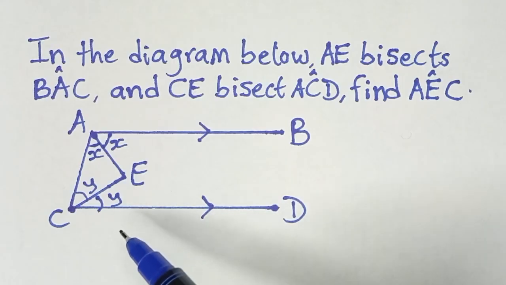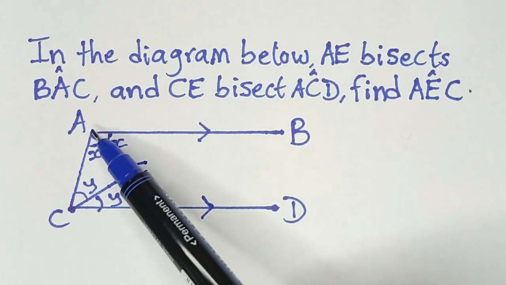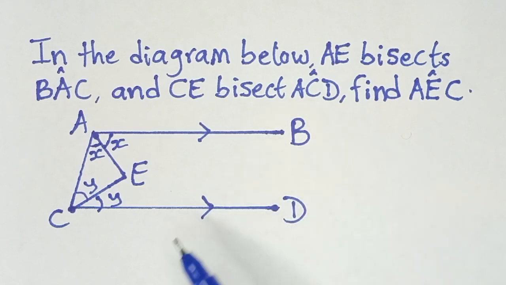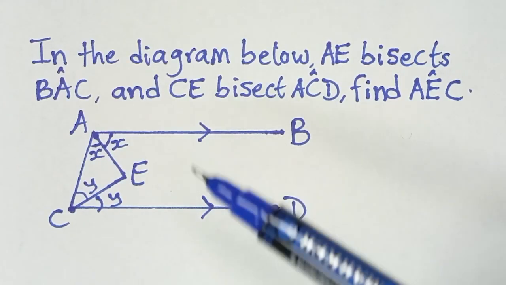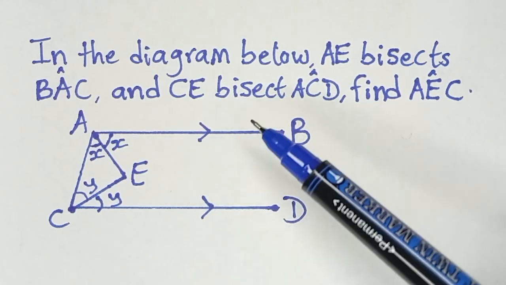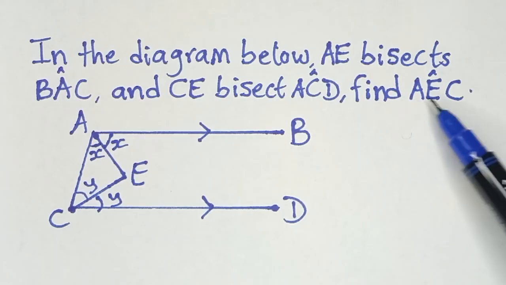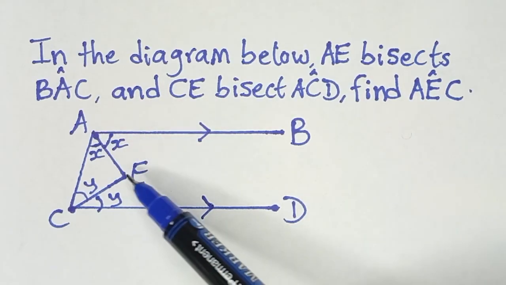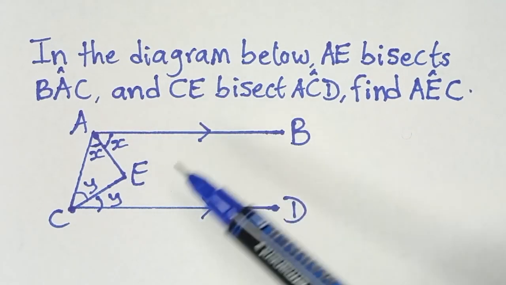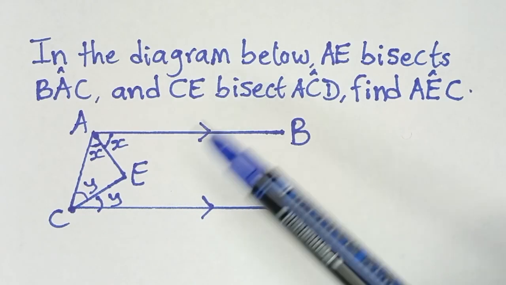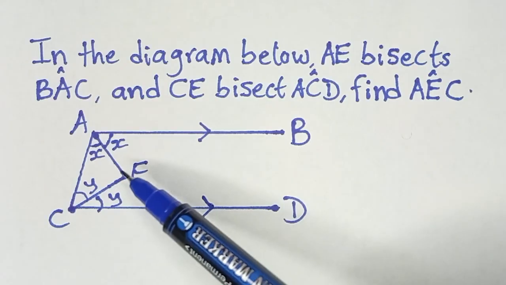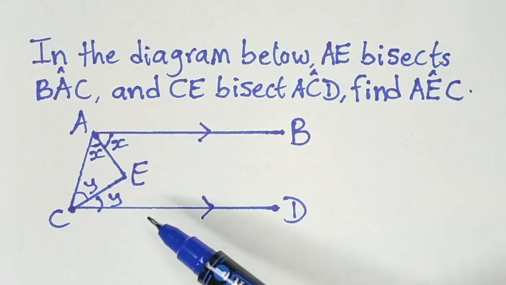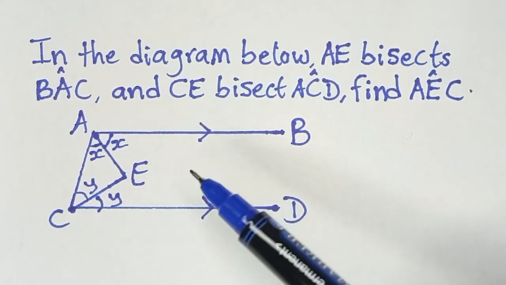Then let's remember that these two lines are parallel lines. We have AB and also line CD. Now, if you have watched up to this point, I would like you to pause this video and try to find the value of angle AEC. Pause it and see if you got it. After trying it, continue the video and watch to the very end to see if you got the value correctly. Okay, so now let's continue.